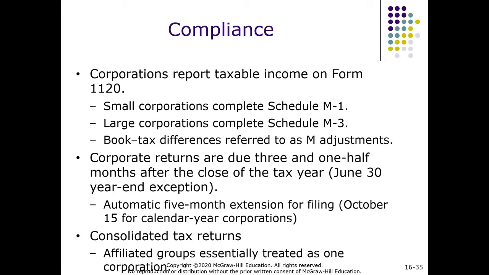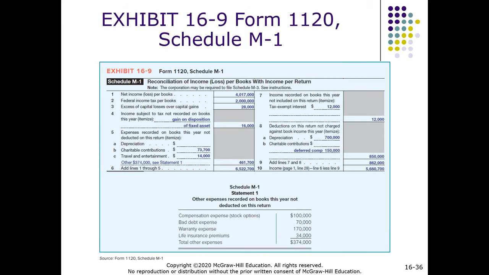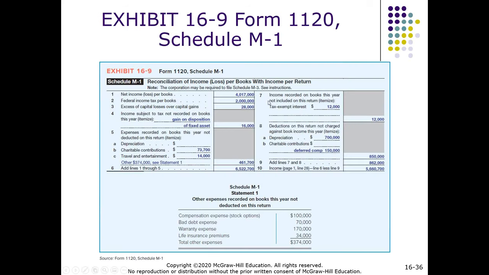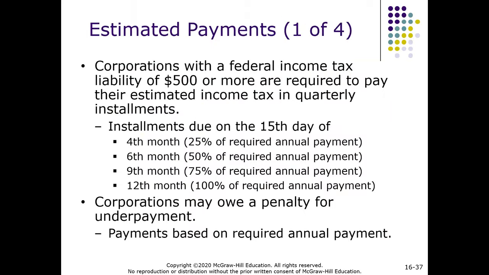Okay. Consolidated returns are essentially treated as one corporation. That's actually very accurate. And we've talked about the M-1. There's a good example if you want to see what one looks like. That's obviously a little more comprehensive than what I've shown you. You can read that, and if you've got any questions, you can ask me.